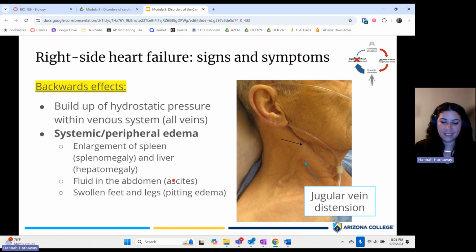Swollen feet and legs, so just classically what you think of when you think of swelling. And specifically that pitting edema, the one I showed you the picture of before, where if you press on someone's leg and it leaves a little divot, that is a classic symptom of right side heart failure.